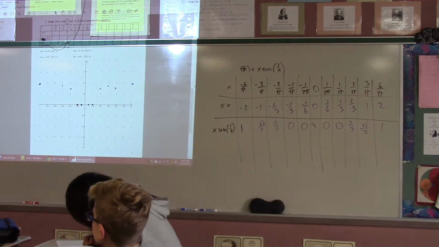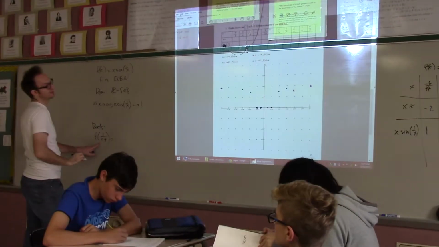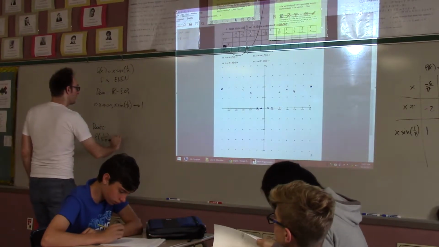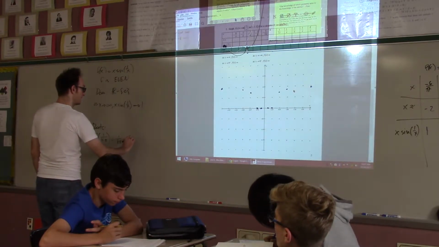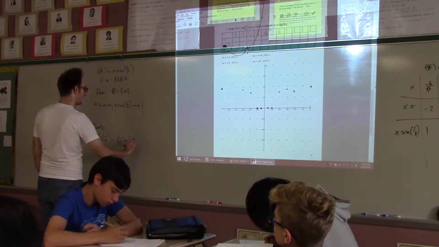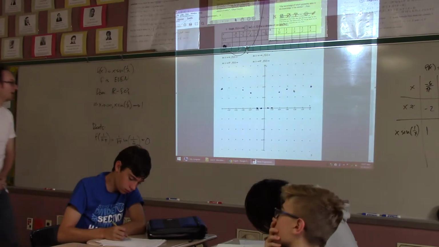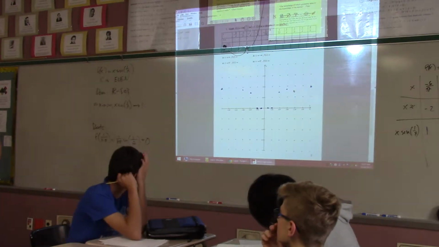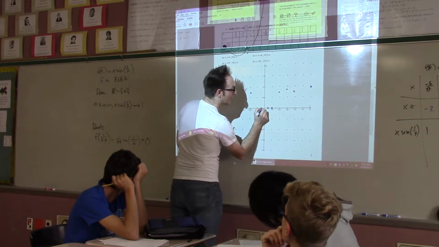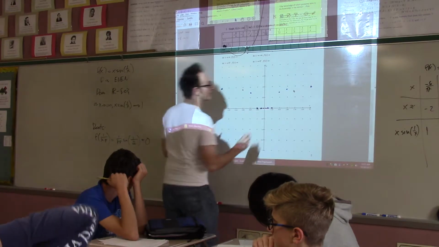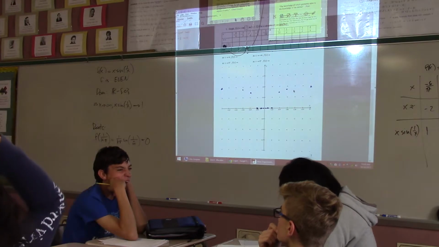If you give me anything of the form 1 over k pi, if you plug that into this function, then it will be 1 over k pi times the sine of 1 over k pi, which is k pi, which is 0. Okay. So basically that means that this guy, like our previous function, is going to have an infinite number of roots and oscillations very, very close to the origin. So it's going to go crazy near the origin.